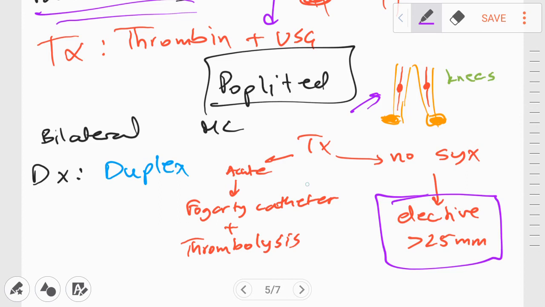The therapy that we prefer is something called a Fogarty catheter, used with intra-arterial thrombolysis. So what is a Fogarty catheter? A Fogarty catheter is basically a catheter with a balloon at the end of it, specially made to reopen vessels which have been thrombosed.